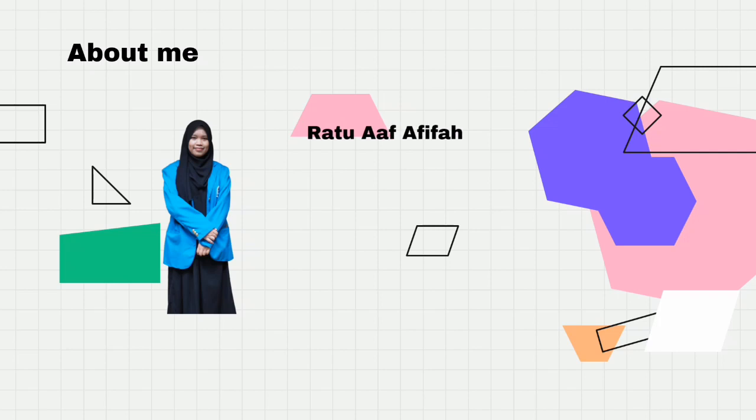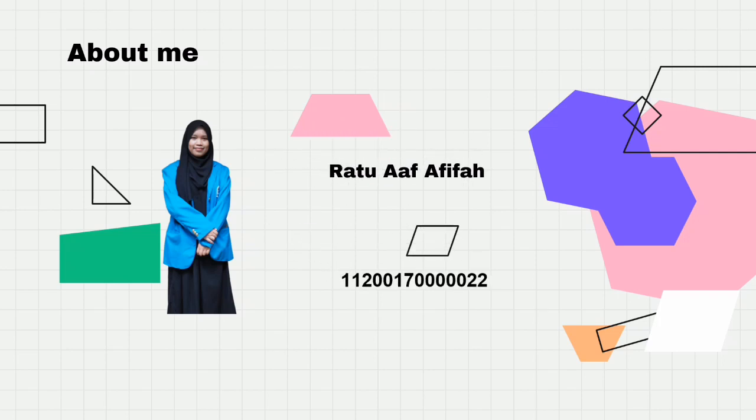But before that, let me introduce myself. My name is Ratu Afifah. I am an undergraduate student majoring in mathematics education at Islamic University of Syarif Hidayatullah, Jakarta. My identity number is 11200170000022. I hope this video can be useful for all of you who watch. Alright, let's get started.